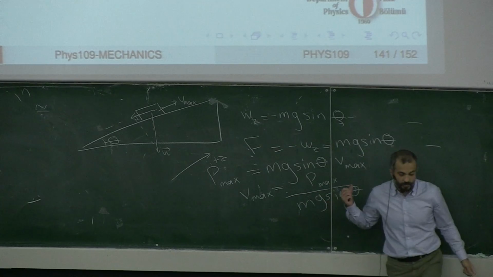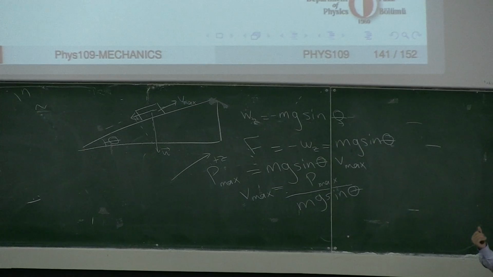So this also tells you how the maximum speed of your car changes with the slope of the hill. The steeper the hill, the larger the sine theta will be. Since if the sine theta is large, the maximum speed you can achieve will be much larger. Of course, this is ignoring any friction force.